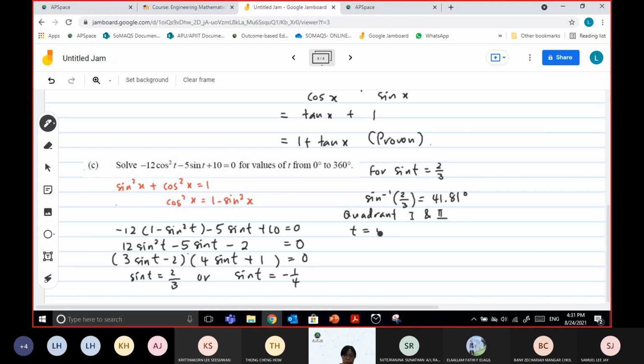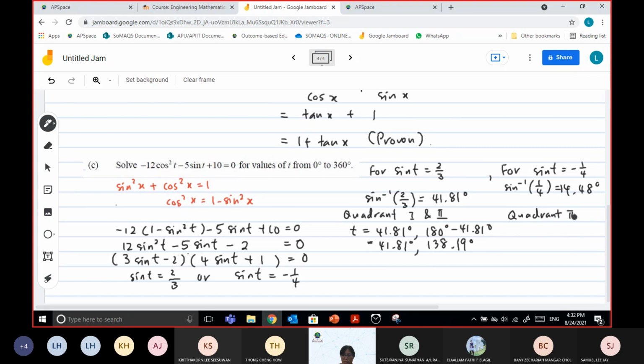So t equals 41.81, then 180 minus 41.81, so 138.19. Okay, then for sine t equals negative 1 over 4, arc sine of 1 over 4 is 14.48. Okay, then should be quadrant number 3 and 4, right? So your t will equal 180 plus 14.48. Then the other one will be 360 minus 14.48.